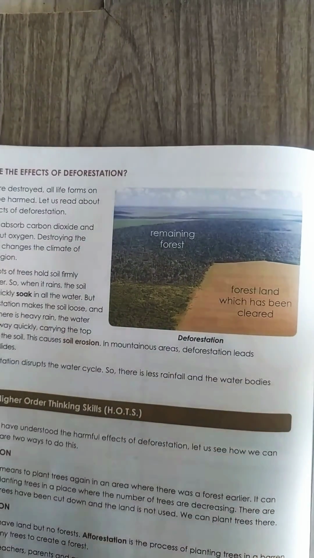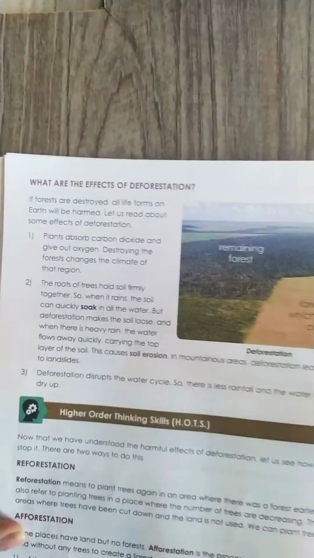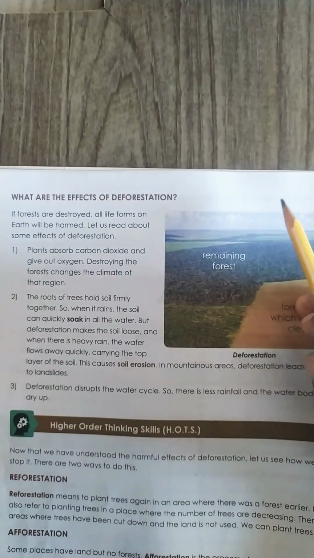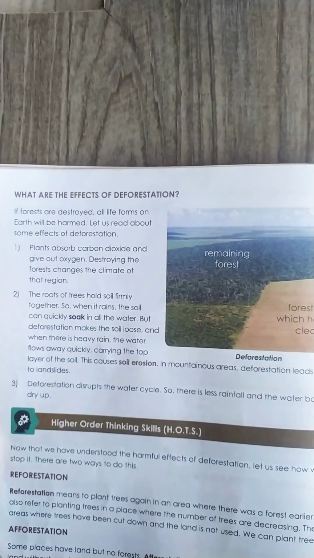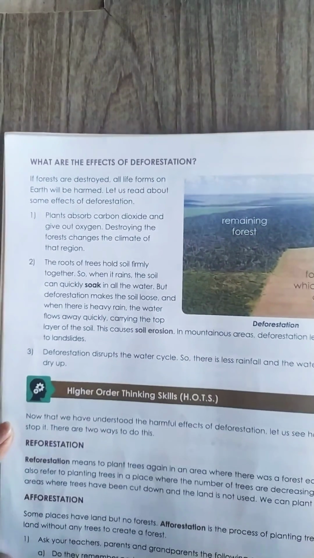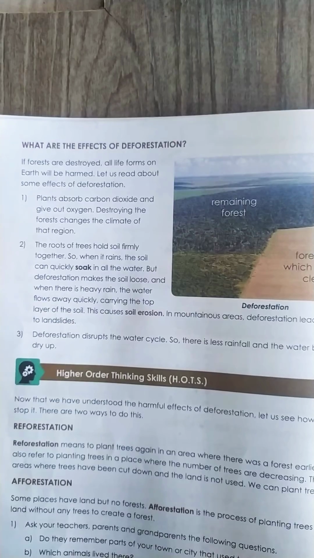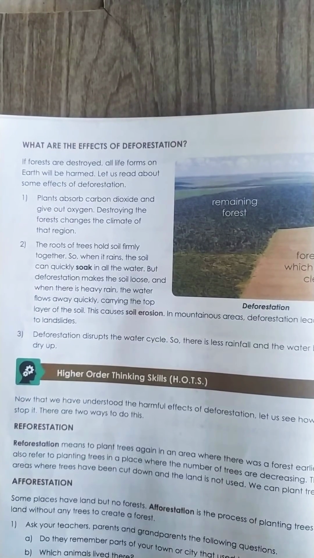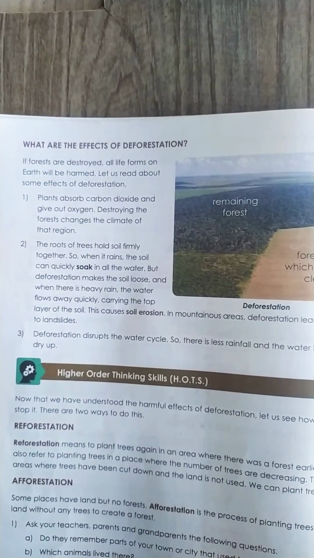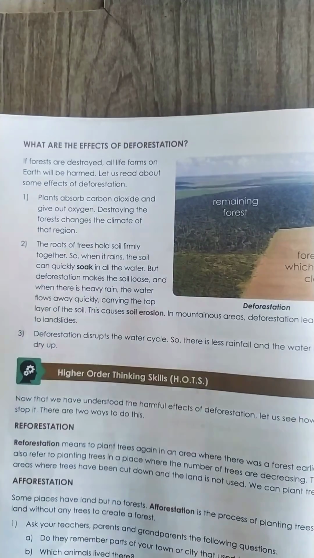Now here they have given you what are the effects of deforestation. Now you know the reason why deforestation is done. Here they have given you the effects of deforestation. When the forests are destroyed completely, it harms earth, it harms the environment, and many different living things which depend on forest get affected. So what happens because of this?